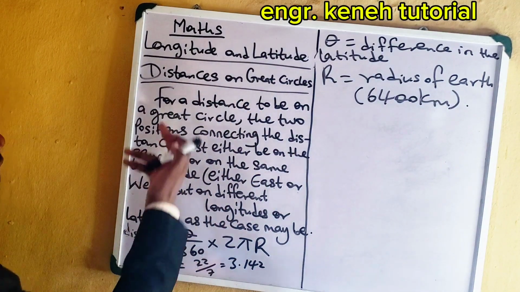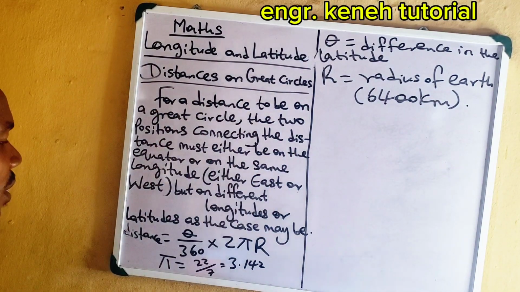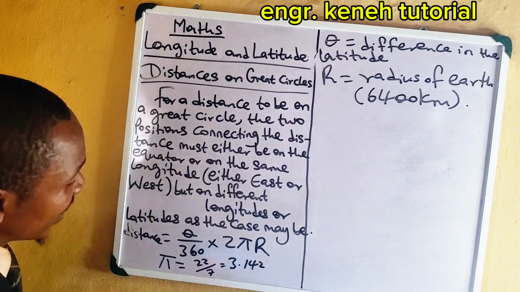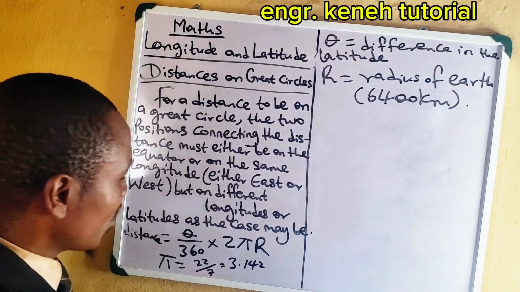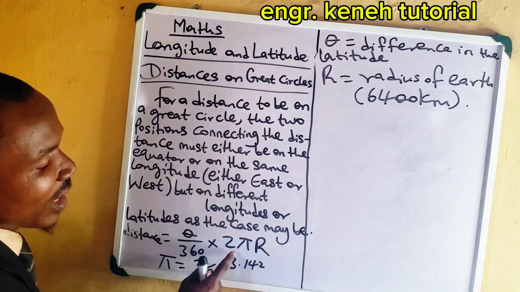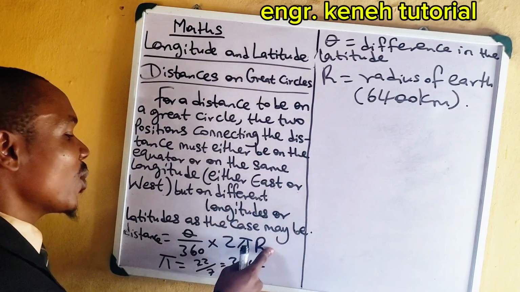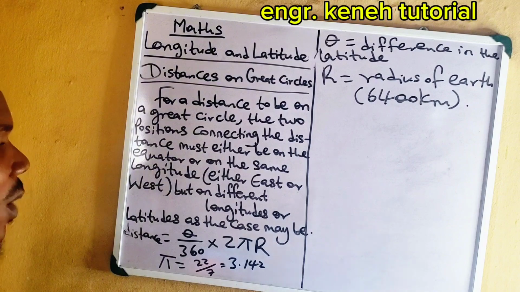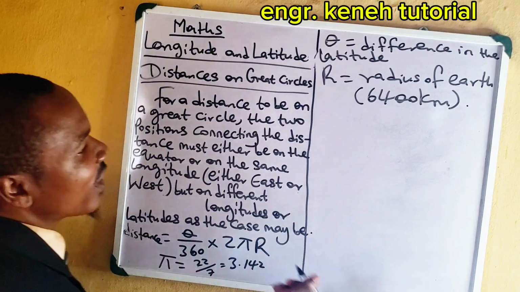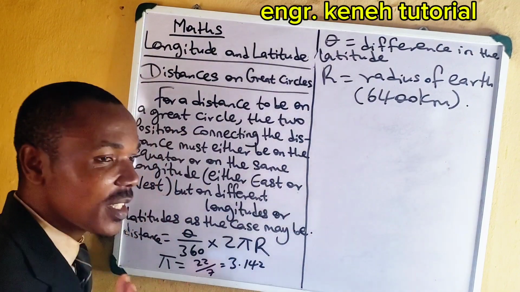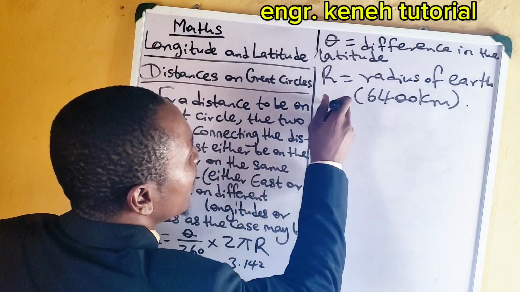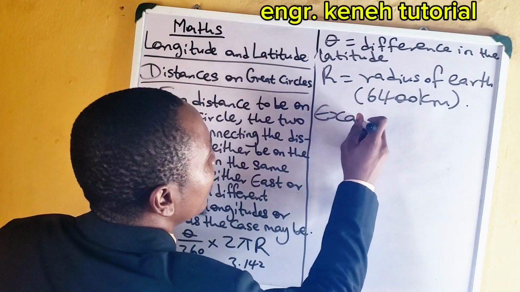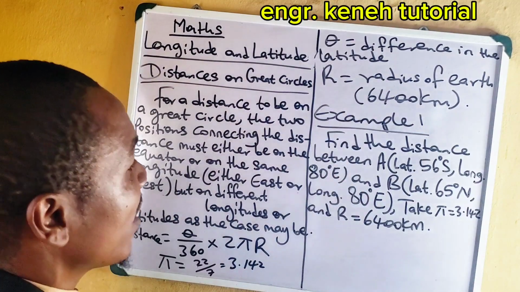So anytime we want to calculate the distance on a great circle, we make use of this formula. Theta, the difference in latitude, over 360 times 2 times pi times the radius of the earth. When we substitute, we get our answer. Let us solve example 1 so that you see how this can be solved.